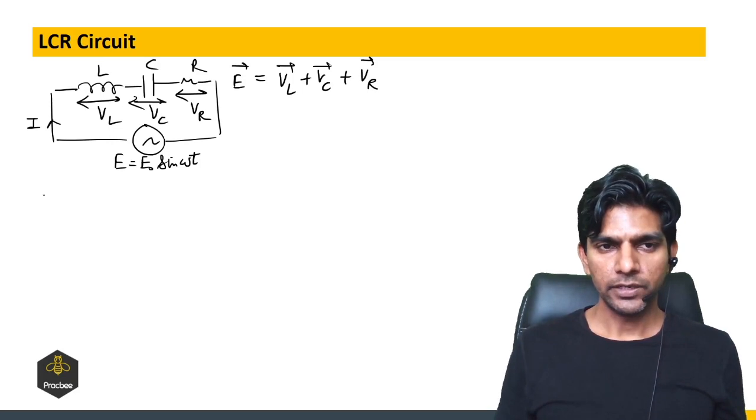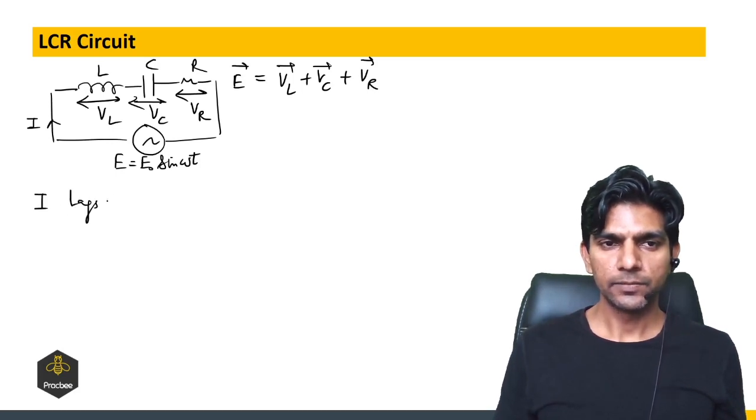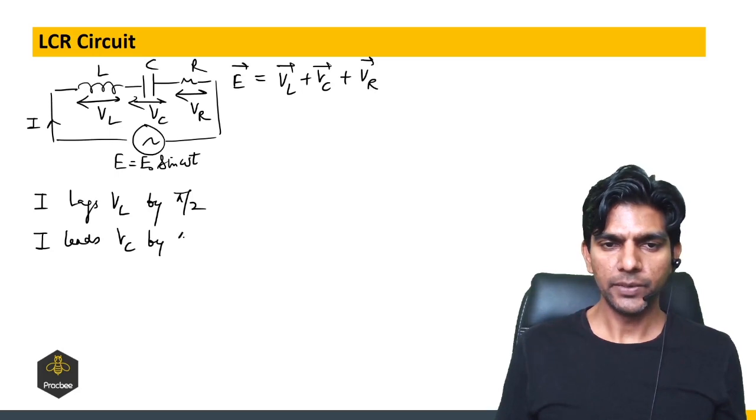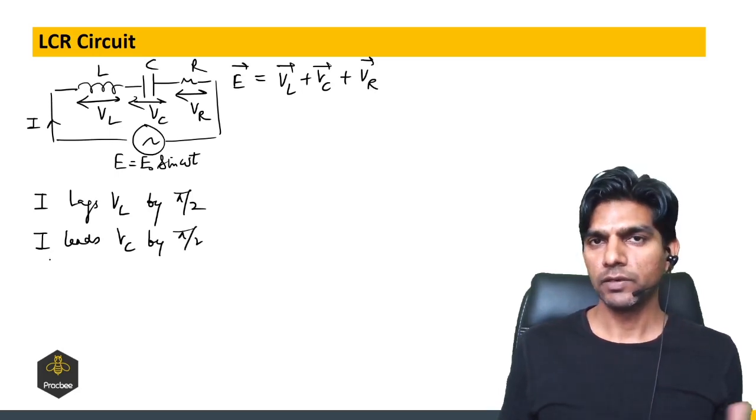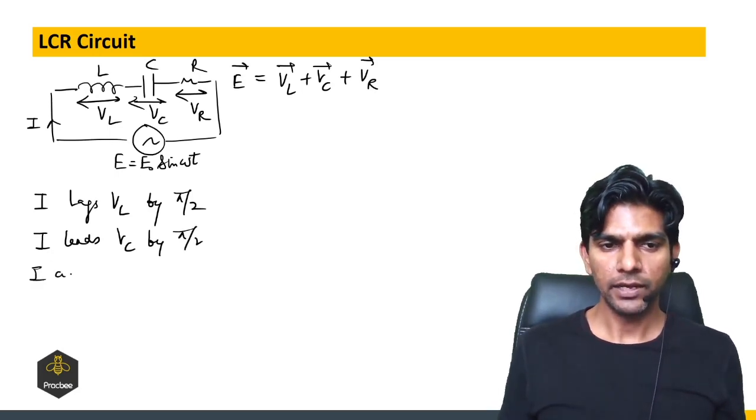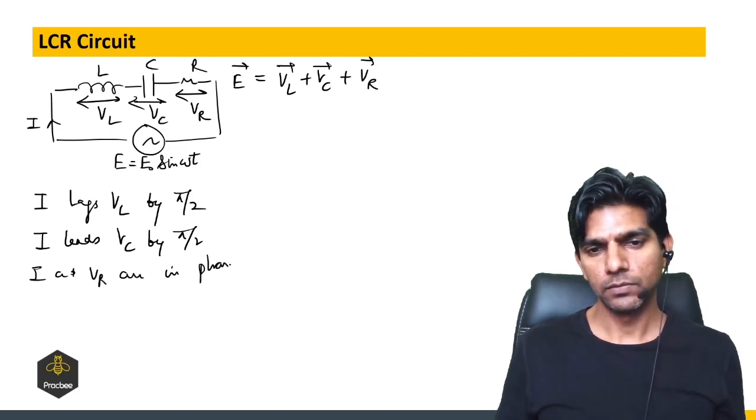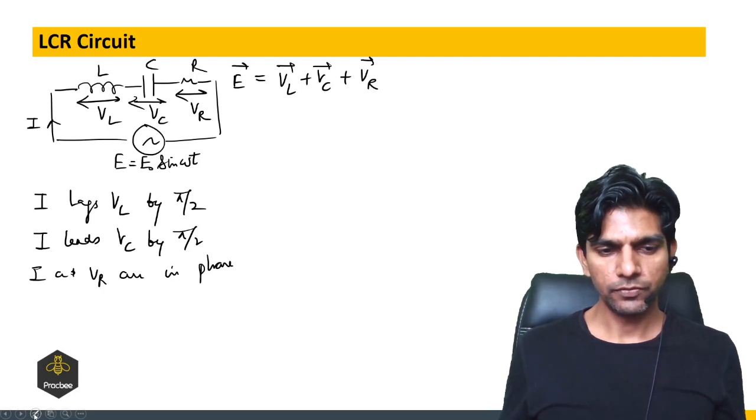So in case of an inductor, we can say I lags VL by pi by 2, and I leads VC by pi by 2. And in case of a resistor, there will be no phase difference, so I and VR are in phase. Now let us draw the phasor diagram.